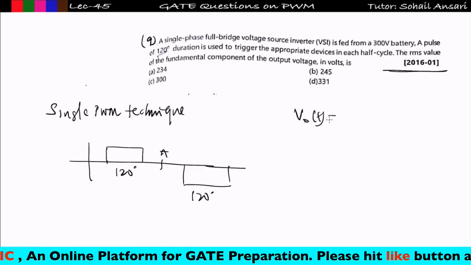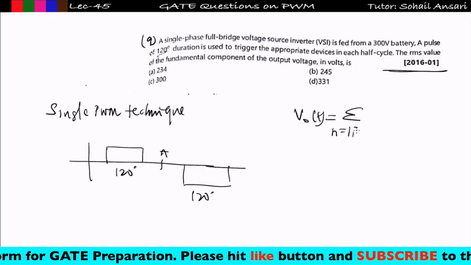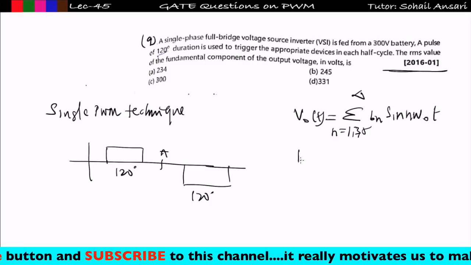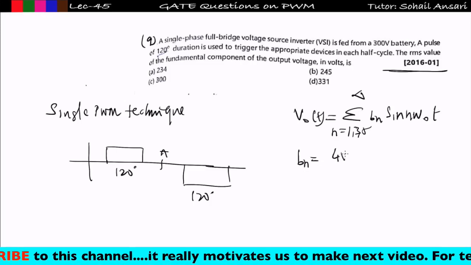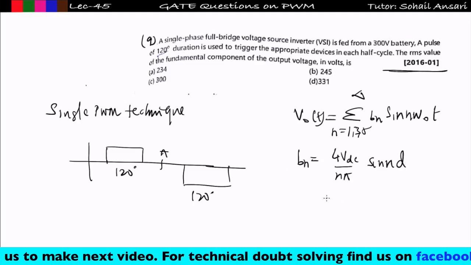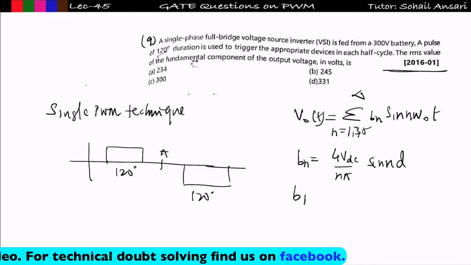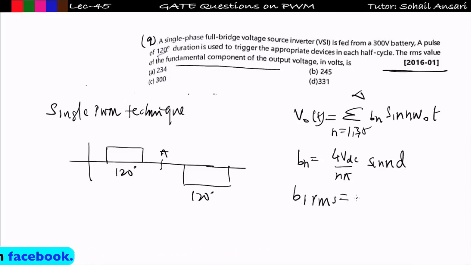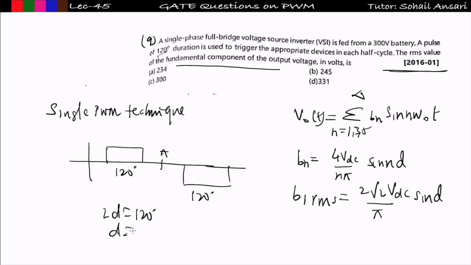So V01 of t, according to the Fourier series expression, I know it contains only odd harmonics: Bn sin n omega naught t, and Bn I got here, that is equal to 4 VDC upon n pi into sin nd, right? What is being asked? The fundamental component of output voltage, the RMS value. So B1 RMS will be equal to 2 root 2 VDC upon pi into sin d. Just find the B1 peak and divide it by root 2. Here a pulse width of 120 is given, so d will come out to be 60 degree.